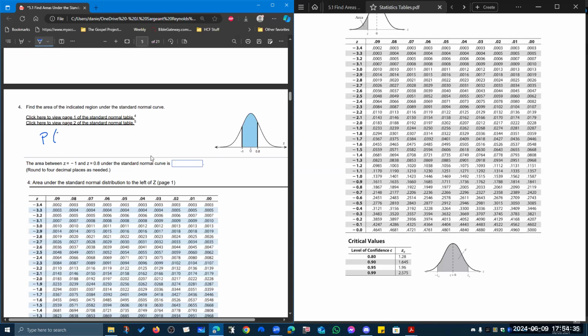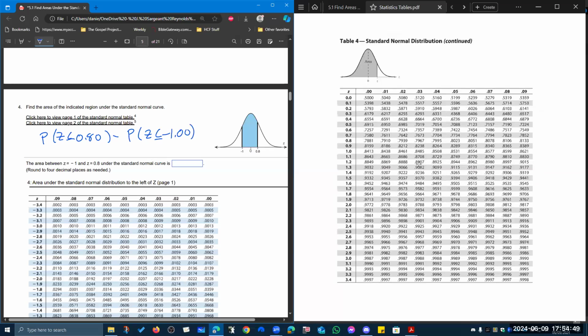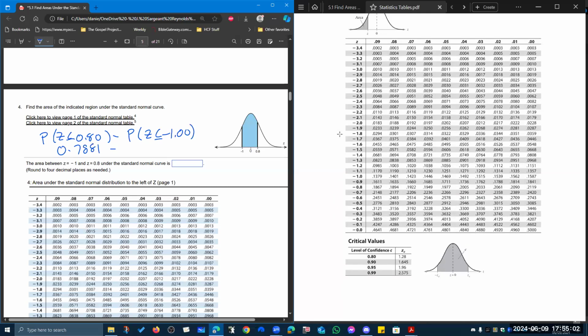So this is going to be P of z less than or equal to 0.80 minus P of z less than negative 1.00. So let's go for 0.80, which is 0.7881, minus, and then come up here to negative 1.00. It's all the way over here. So that's 0.1587.